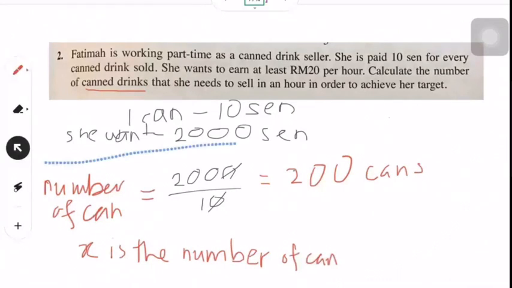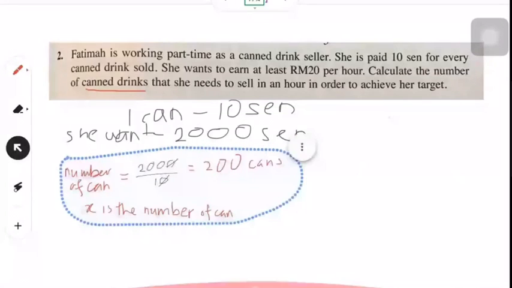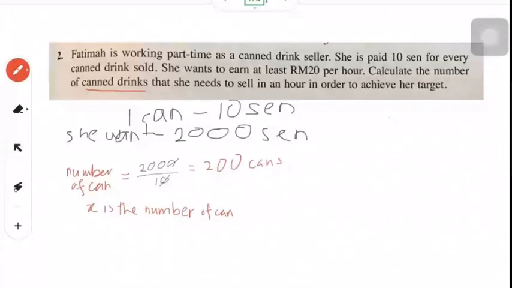So, skip. Okay. Teacher. Tak siap lagi ni. So, you have to write nak achieve target ni macam mana? Berapa banyak dia kena jual? 200. Teacher, kalau X tu mesti kena number of can teacher. Yes. In this case, sebab kita nak calculate ni number of can. Memang kita tak tahu number of can berapa. And the question says at least. So does she has to sell 200 cans only? No, she can sell more. She can sell how many?